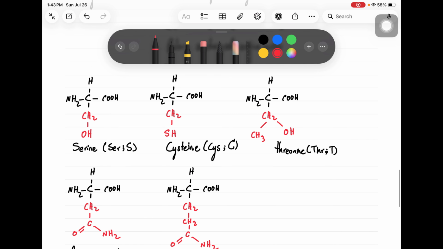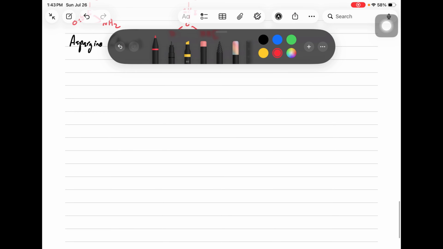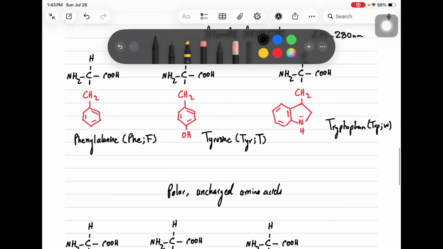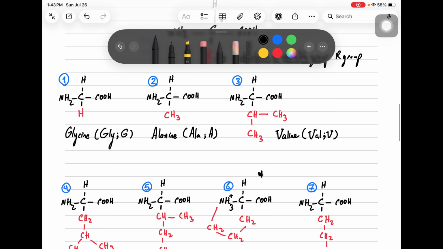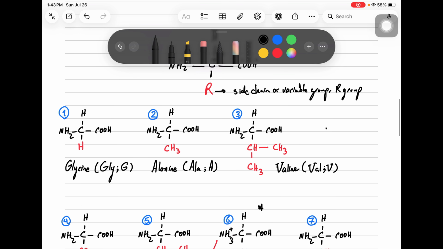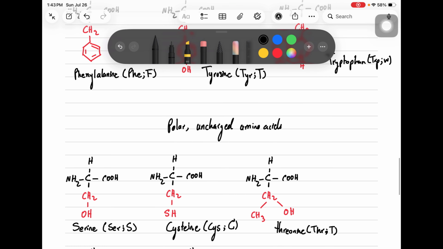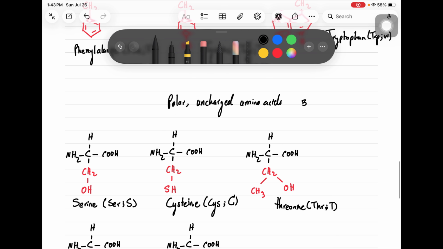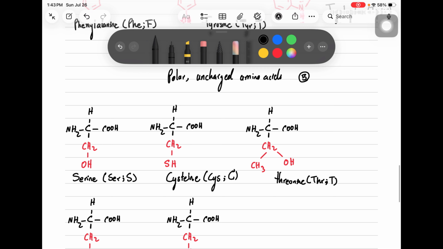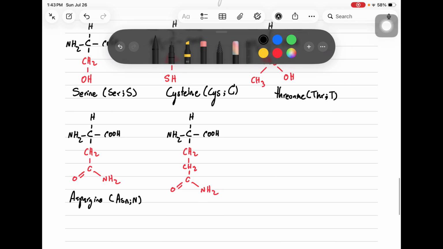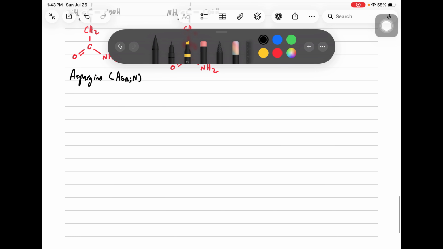Now, we talk about the polar uncharged amino acids. Let's say we had 7 nonpolar amino acids here. We have 3 aromatics, 10 by now. Then we have 5 polar uncharged amino acids here, 15 of them now. So now we're going to talk about the positively charged amino acids, and the negatively charged amino acids. The positively charged amino acids are basically the basic ones.